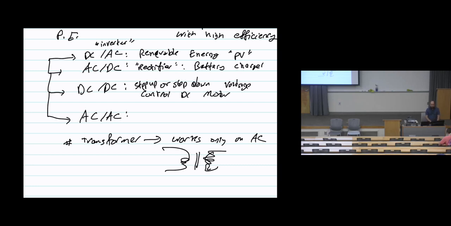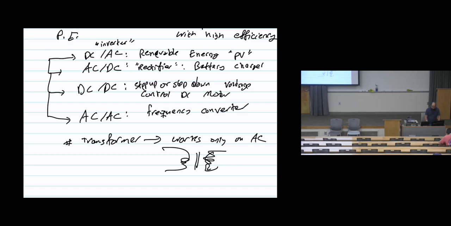How about AC to AC? Why do we need AC to AC? We already have the transformer that can do AC to AC, which is stepping up or stepping down. Why do I need AC to AC since the transformer can do that job? It's actually not related to step up or step down. It can be related to a frequency converter. That's one example.